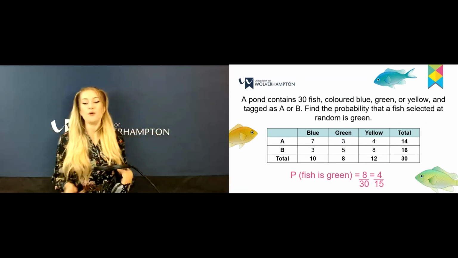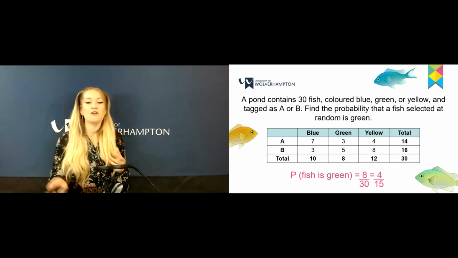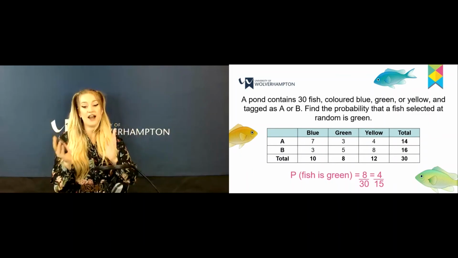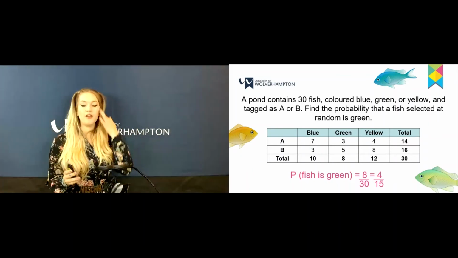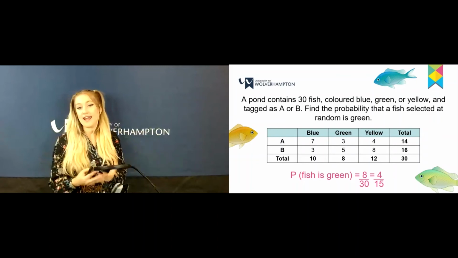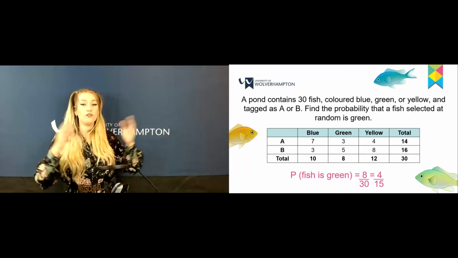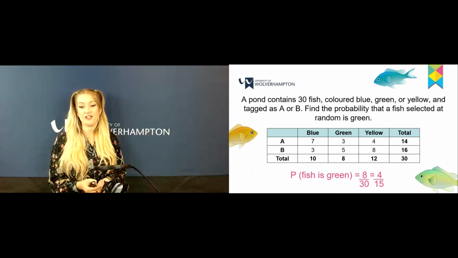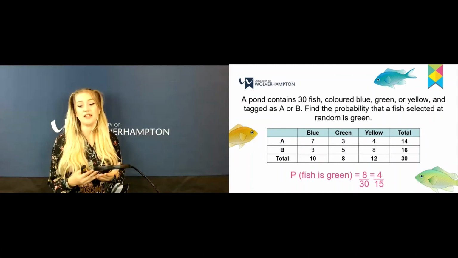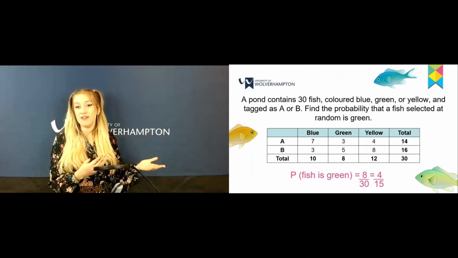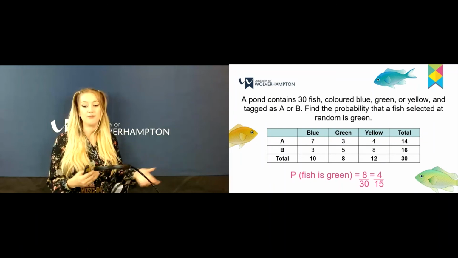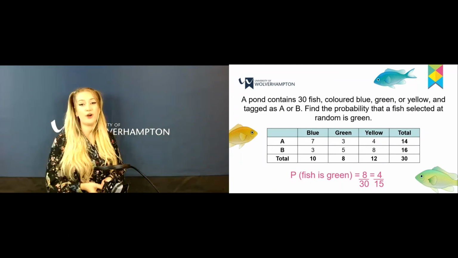So what we would do, we would look at our table here, and we'd funnel down to get the answer of how many fish are green. So in total, there are 8 green fish, but overall, there's a total of 30 fish. So our probability to get a green fish would be 8 over 30, or simplified, 4 over 15.